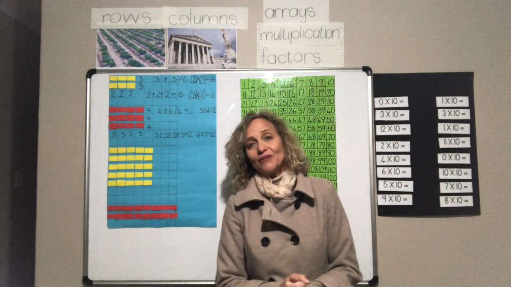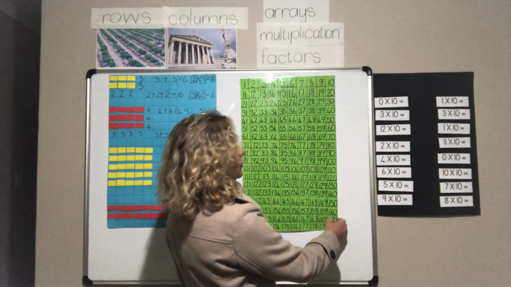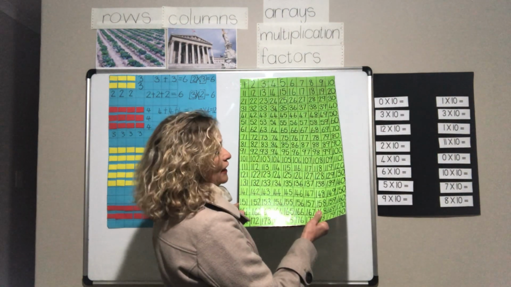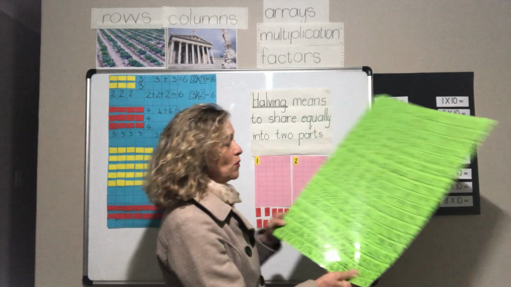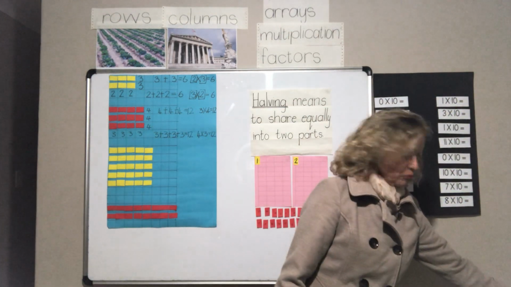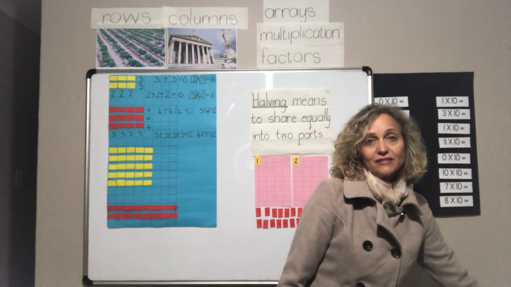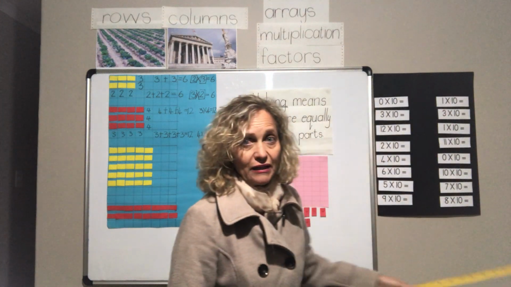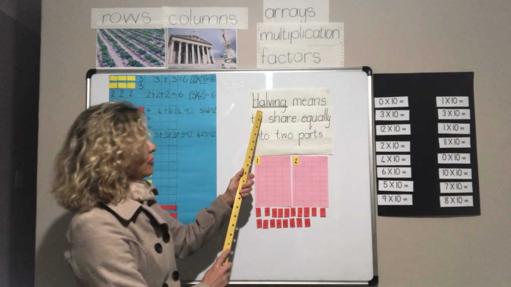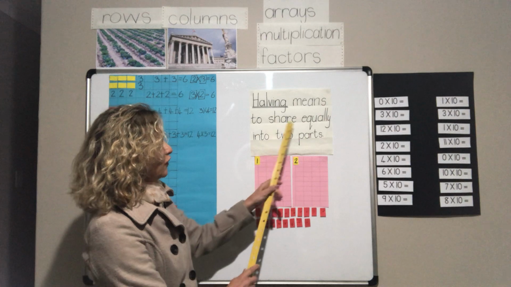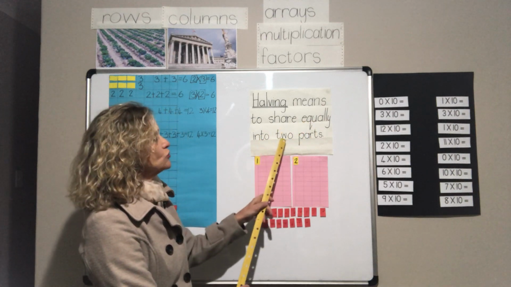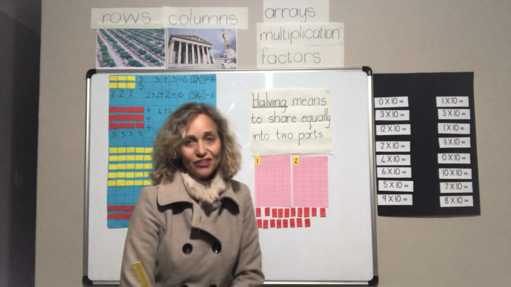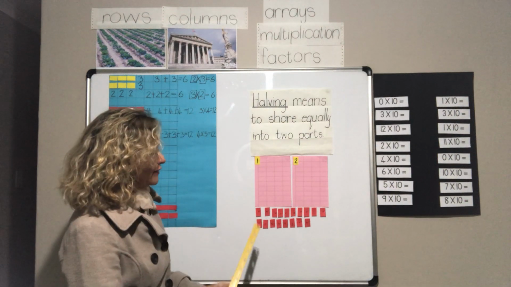Another concept we're looking at this week is halving. We are revising halving, and I'm quickly going to go over what halving is, and we are also going to share things equally into groups as we see. Halving means to share equally into two parts. Good. So we have to share things.